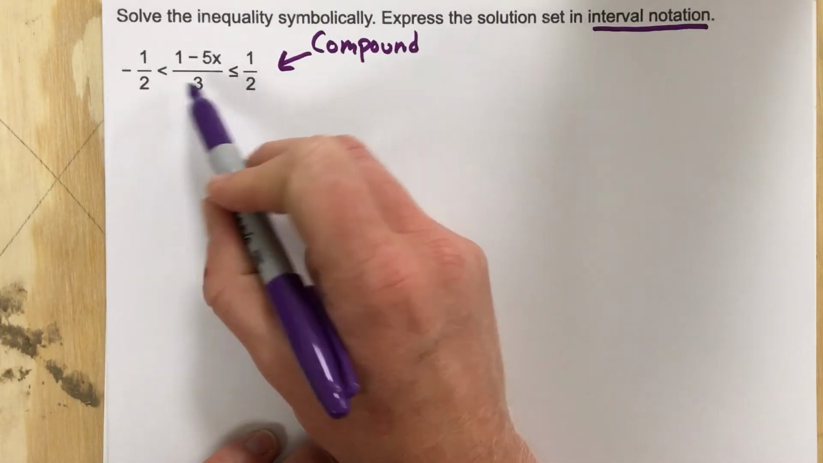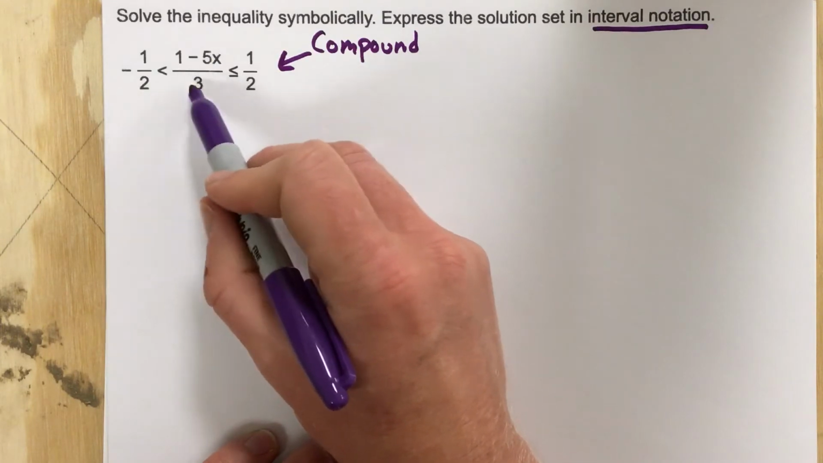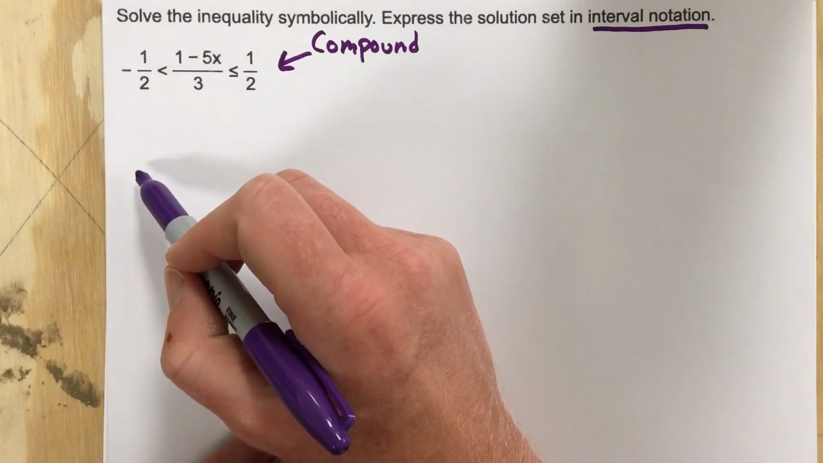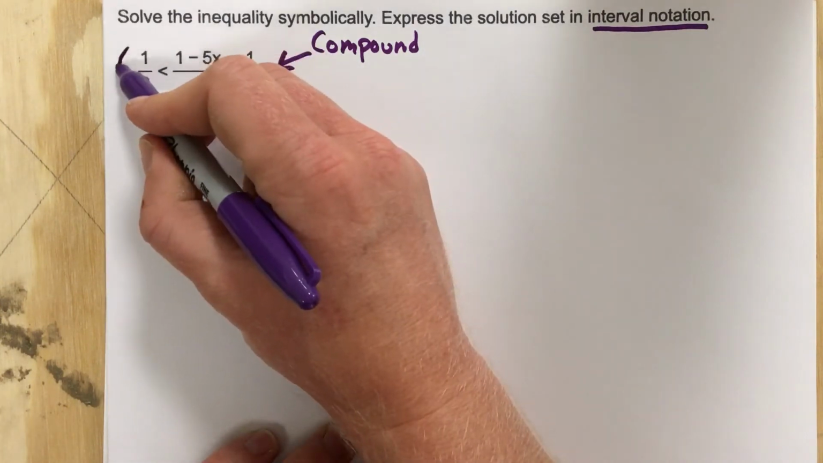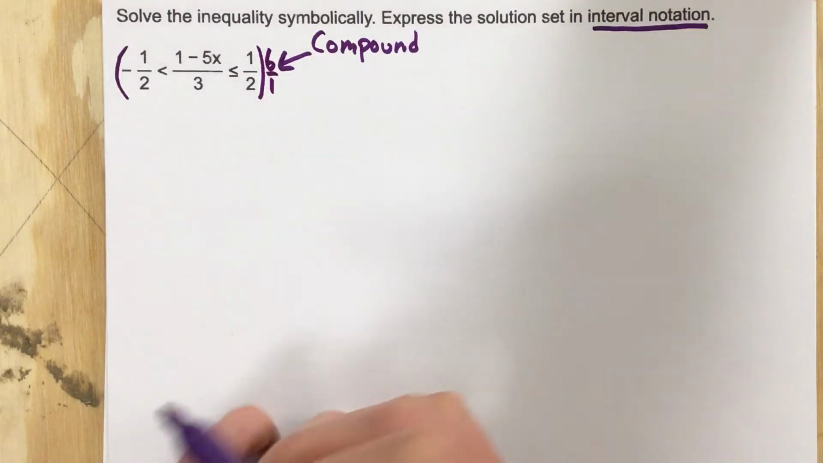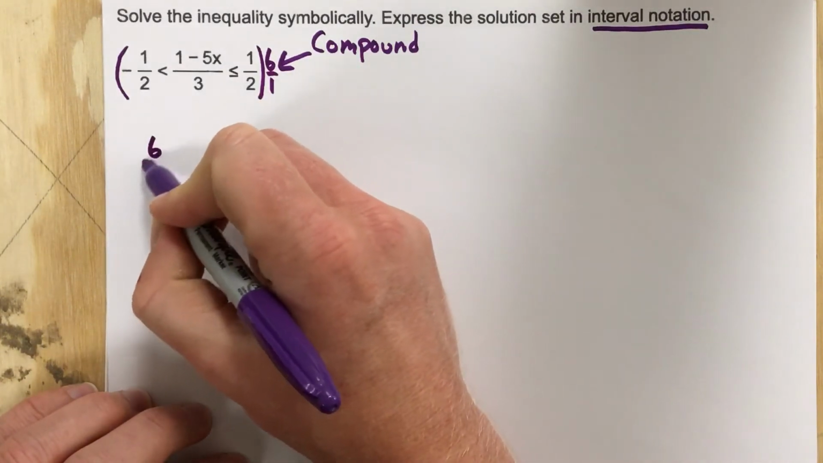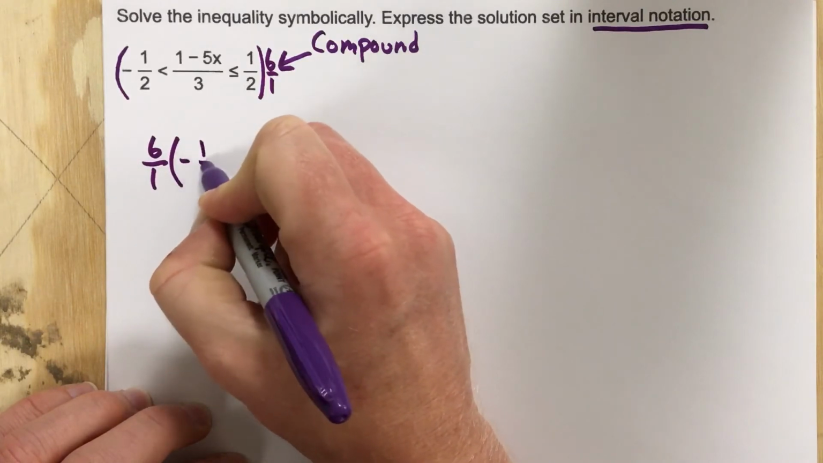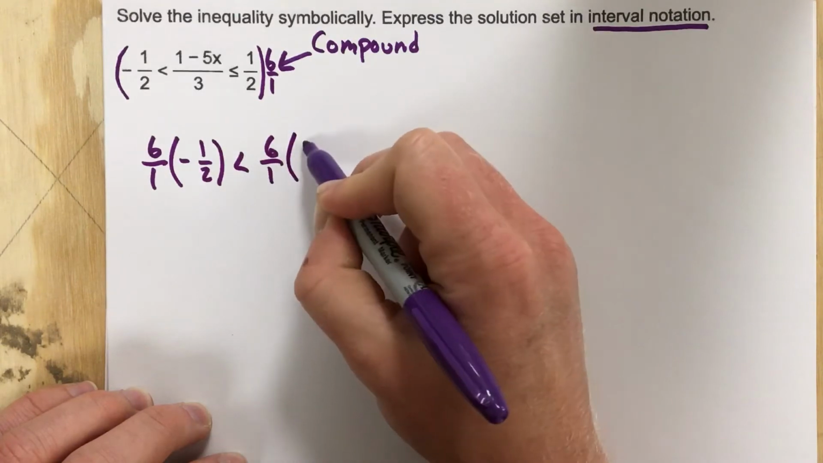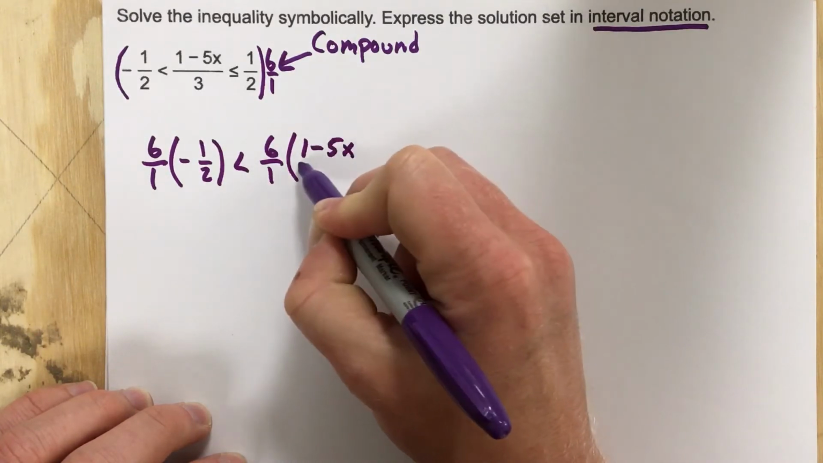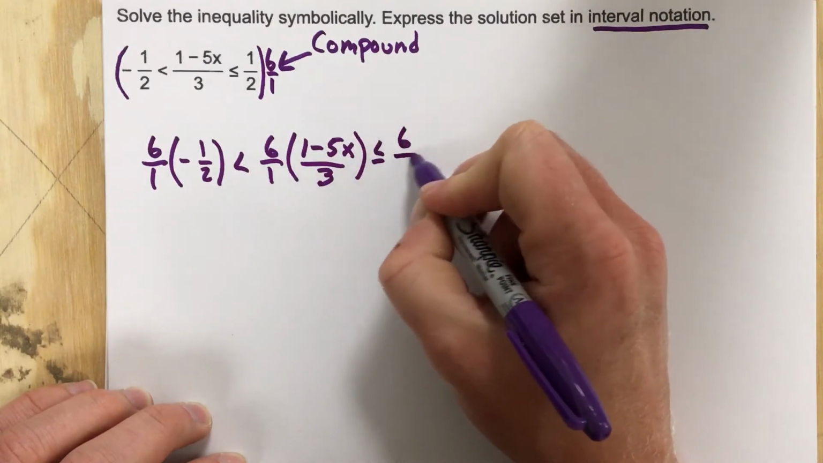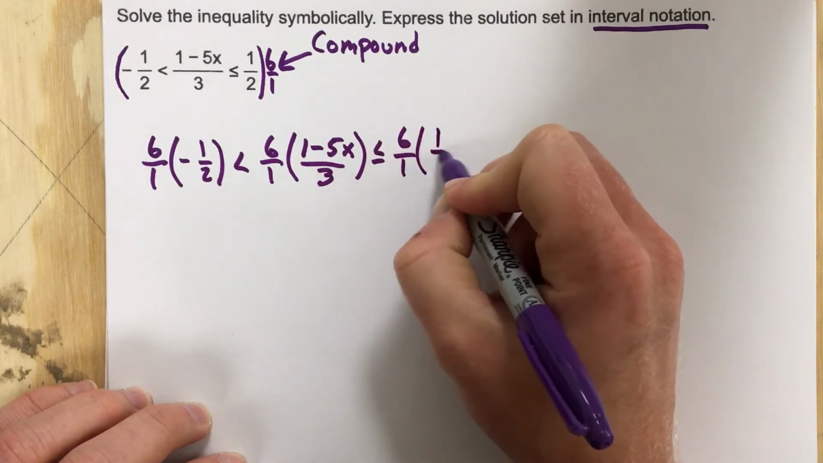Notice I've got denominators for each of these, and the denominators are 2 and 3. Well, the common denominator then would be 6. So I'm going to multiply everything in this problem by 6 over 1. And then I'll write it 6 over 1 times negative 1/2 less than 6 over 1 times the inside, which is 1 minus 5x over 3, less than or equal to 6 over 1 times the 1/2.